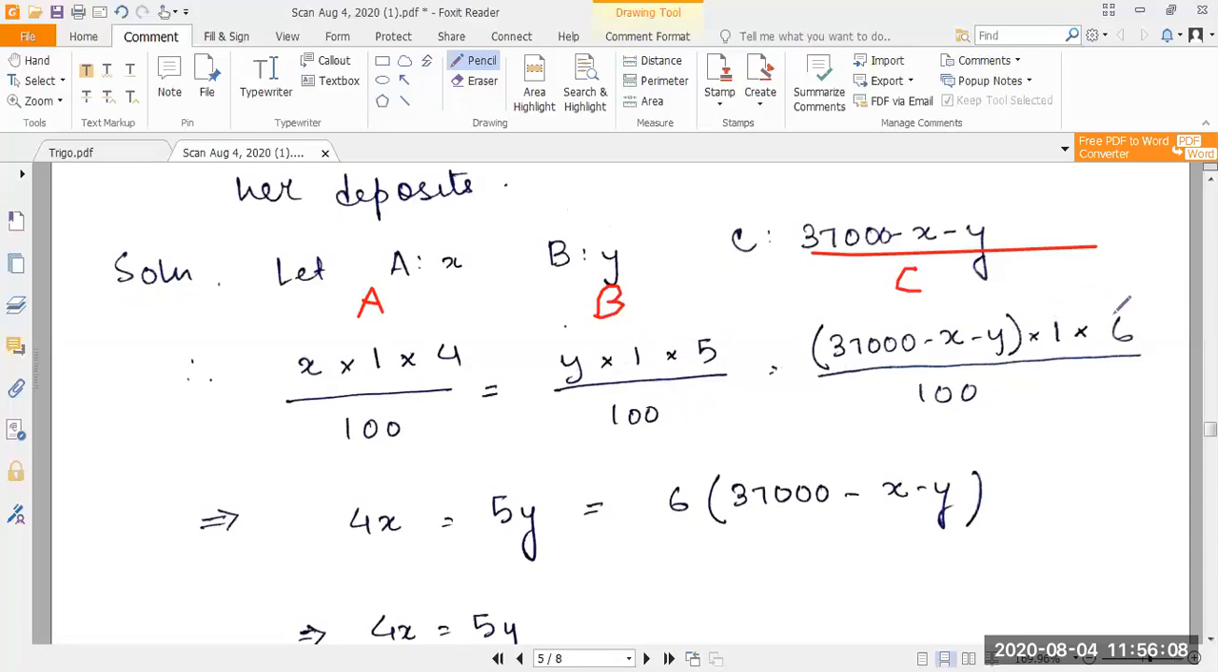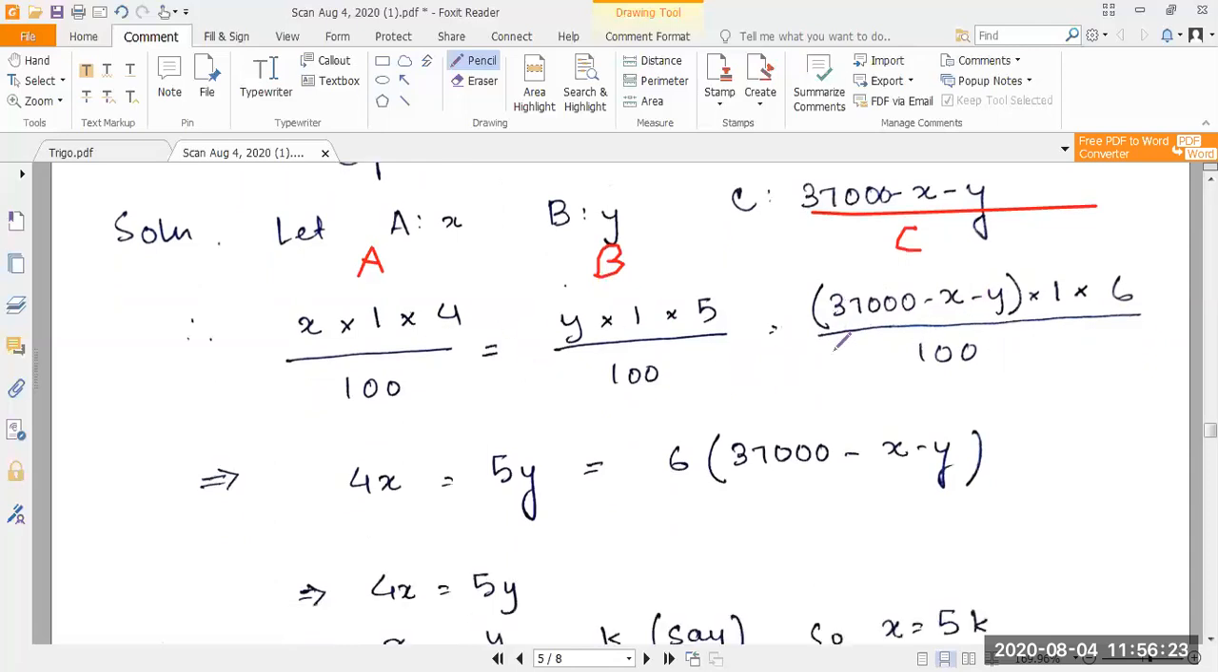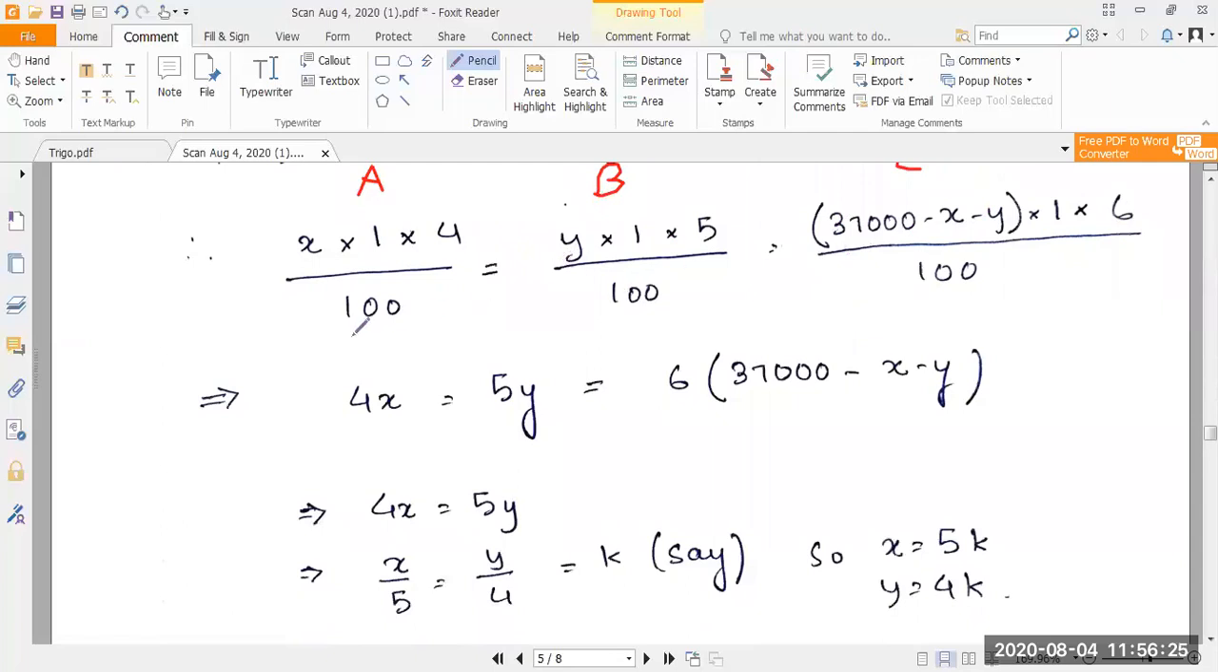And similarly, we have T, and interest rate is calculated as 6% per annum. And the principal is, as we have found out earlier, 37,000 minus X minus Y. So that's an equation that we get. And what we can do is cancel out 1,000 from all of them, and I can get 4x equals 5y equals 6 times (37,000 minus x minus y).